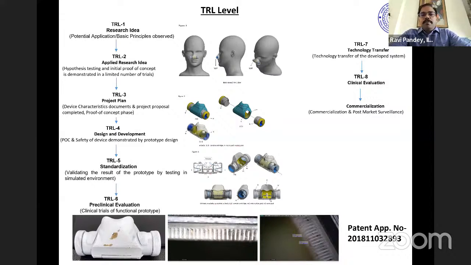The name of this assessment scale is TRL level, Technology Readiness Level. Technology Readiness Level was invented by NASA, an American space agency. If you have thought from the perspective of having an idea, then you are at TRL 1. You have fabricated the idea, you have made a point of care device and an alpha beta prototype is there, then you are at TRL 4.